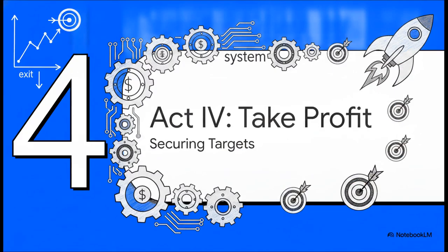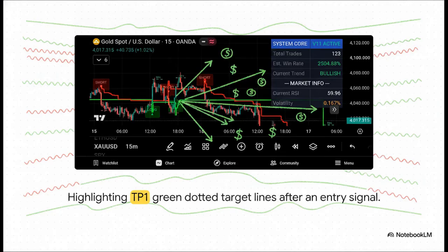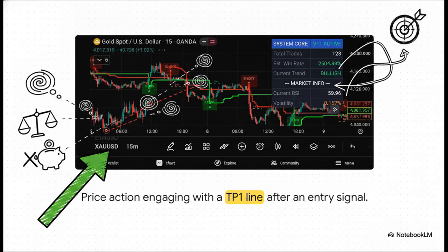Which brings us to our final phase, Act 4, Securing Take Profit Targets. Take a really close look here. Right after those long and short entry signals fire off, you'll see these small green dotted lines labeled TP1. Now, these aren't just random resistance levels drawn out of thin air. These are the indicator's precisely calculated take profit zones, custom built for short-term XAUUSD scalping. They essentially give you a hard, objective line in the sand. It tells you exactly where to take your money off the table before gold's crazy volatility can whip around and reverse on you. And here is how that plays out in a real scenario.